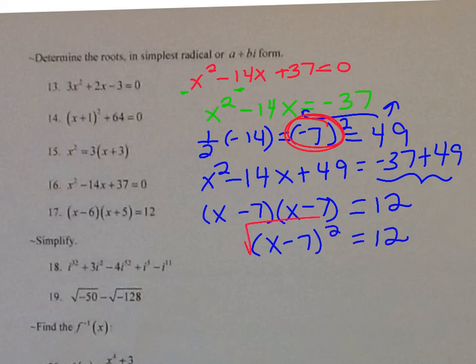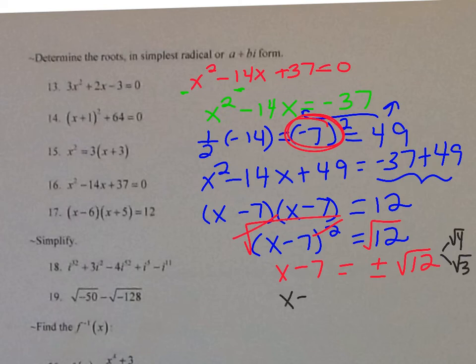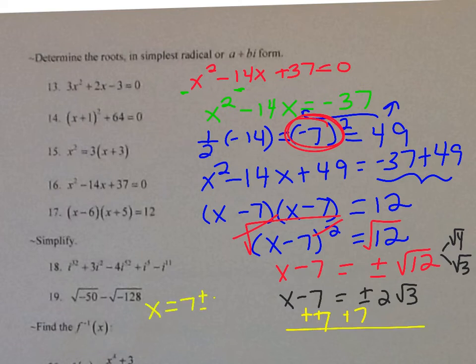To get rid of the square, take the square root of both sides. x minus 7 equals, don't forget that plus or minus, the square root of 12. And the square root of 12 can be simplified. Square root of 4 times square root of 3, so that's 2 the square root of 3. So it's plus or minus 2 the square root of 3. And now add the 7 over. It's going to go right in front of the plus or minus. x equals 7 plus or minus 2 the square root of 3.